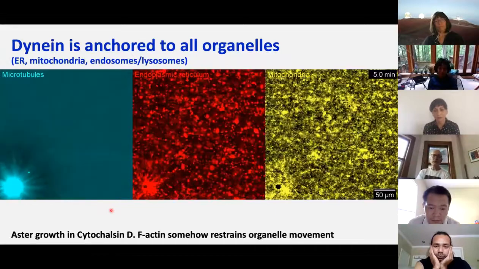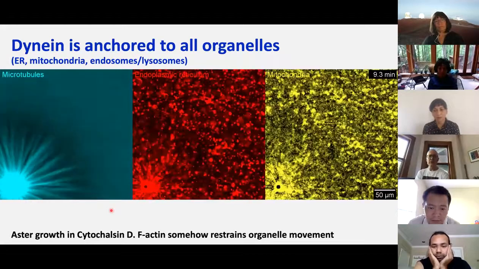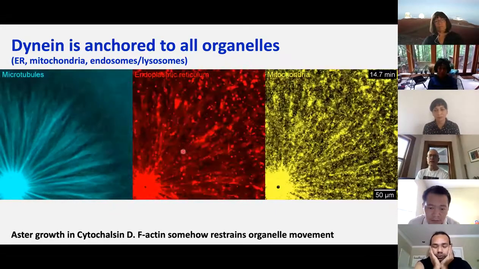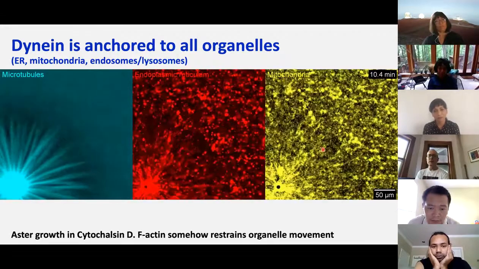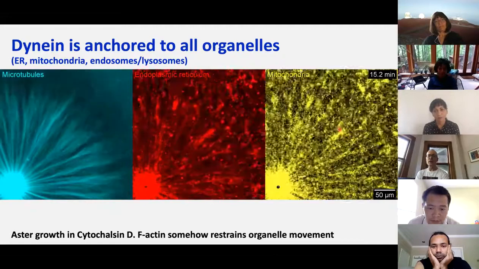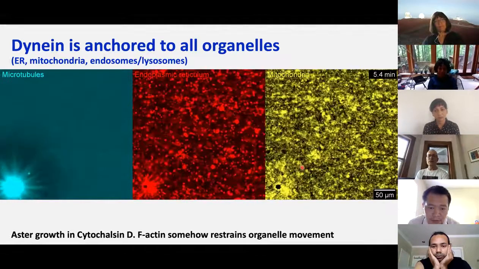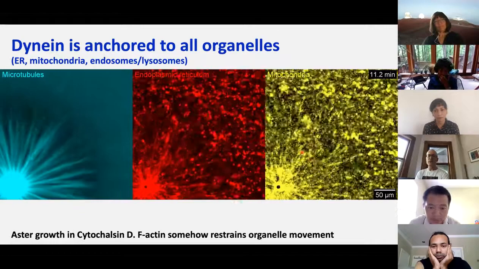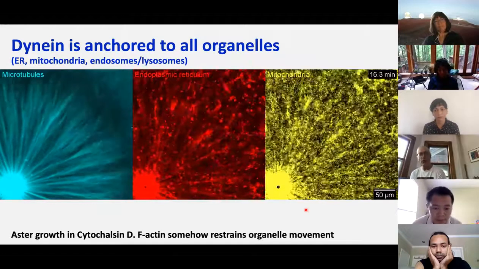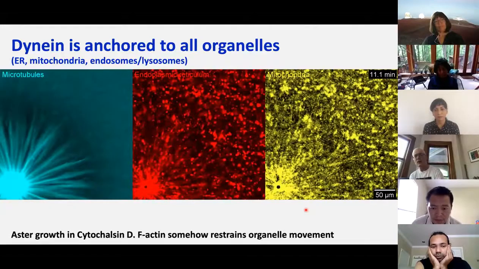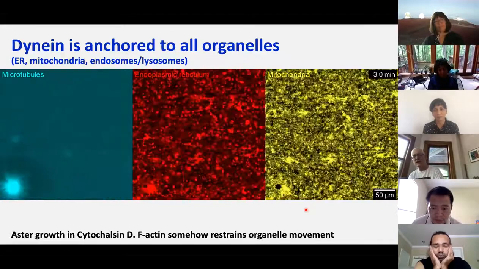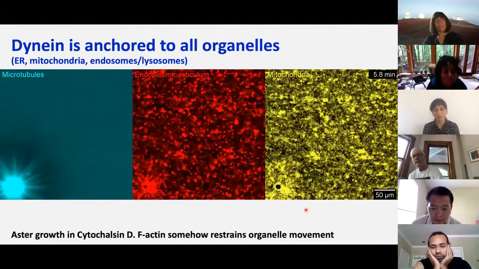And if you watch this movie, as the microtubules grow out, I hope you can see the ER moving in. And then if you look here at mitochondria, you'll also see the mitochondria moving in, although you'll notice it sort of moves in at the edge and then slows down. So basically all the organelles move in and this motion is blocked by a dynein inhibitor. So we actually think the dynein is anchored to all the organelles.